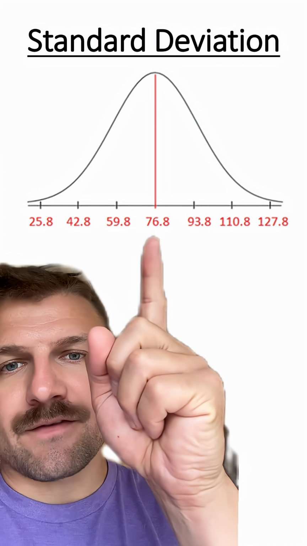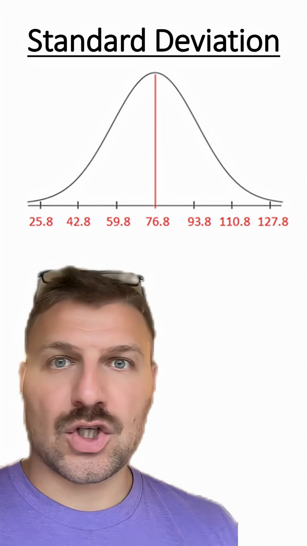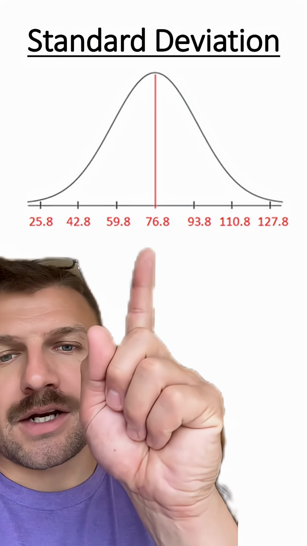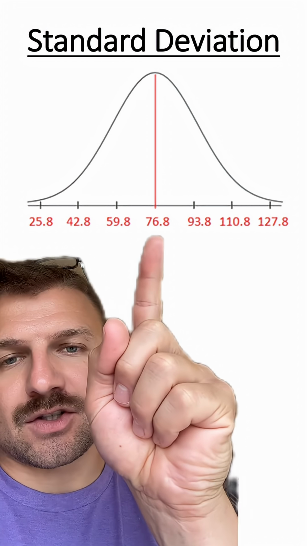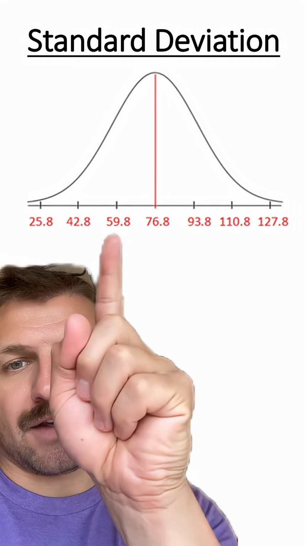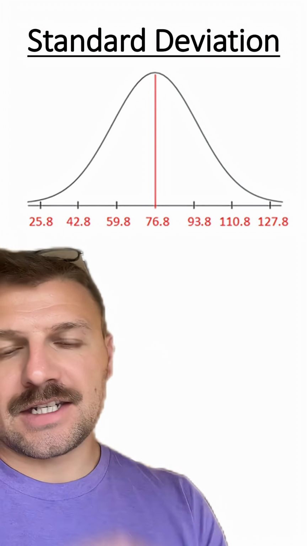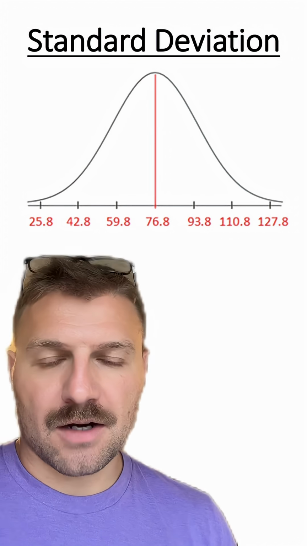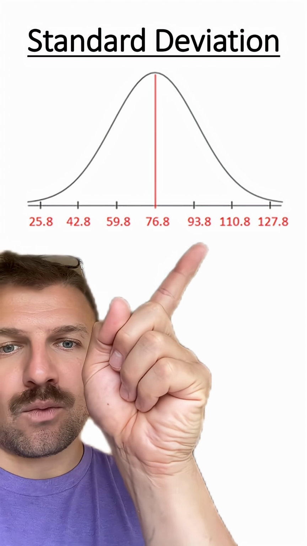Well, we're going to put the average here in the middle of our normal distribution graph, or our bell curve. To show where the standard deviation is, all we're going to do is add 17 and subtract 17 from this average. That's going to give us our first standard deviation. And we're going to add another 17 and subtract another 17 from our numbers here. That means our second standard deviation is going to be between 42.8 and 110.8.